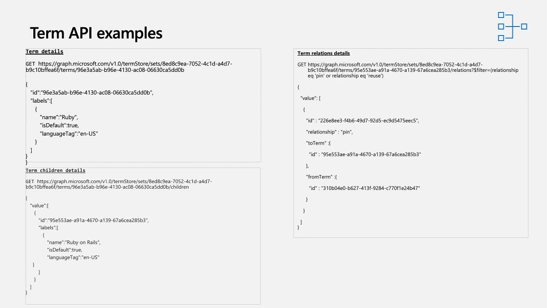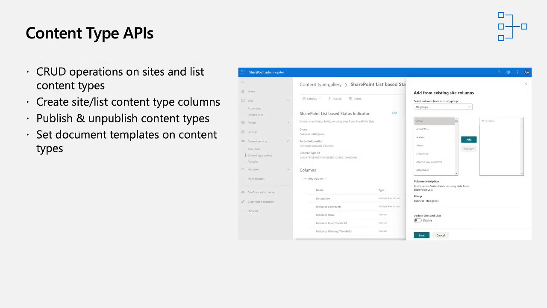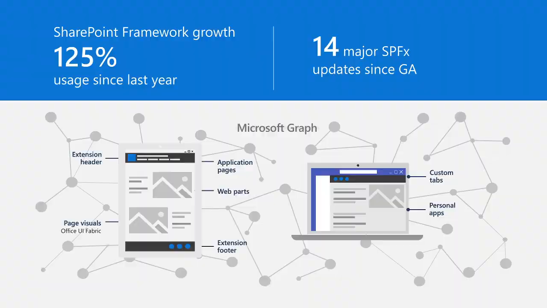Content type is also something that you have been asking us to expose through API. And very soon you will be able, through Microsoft Graph, to create site, list, and content type columns, as well as do CRUD operations on site and list content types. No dates for now, but stay tuned because we will be able to share these functionalities very, very soon.